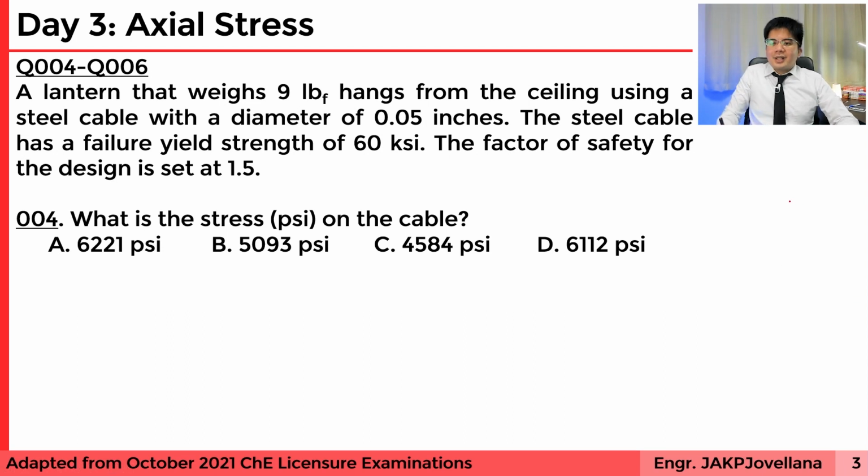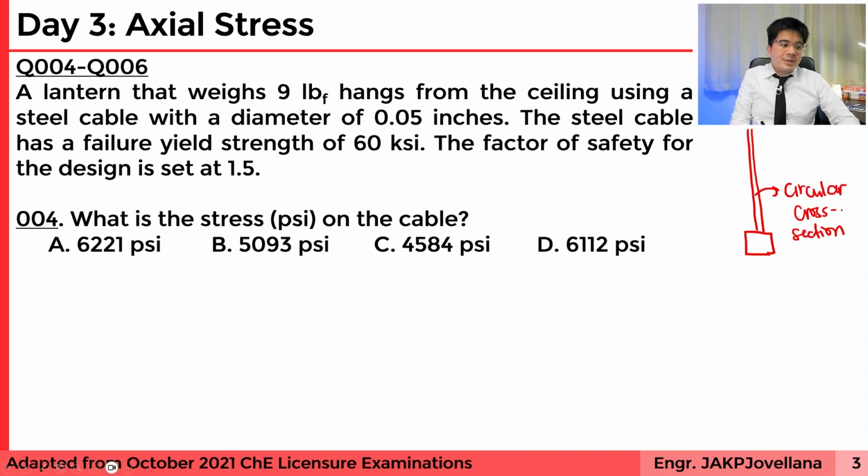And we can consider that the lantern, let's consider this box as our lantern, is hanging from this ceiling using a steel cable. So let's assume that the steel cable is cylindrical or it has a circular cross-section. The stress, specifically the axial stress, can be calculated as sigma is equal to force over cross-sectional area on which the force is acting. So we can have force F as 9 pound-force divided by the cross-sectional area of this steel cable. The area of the circle can be given as pi over 4 d squared.